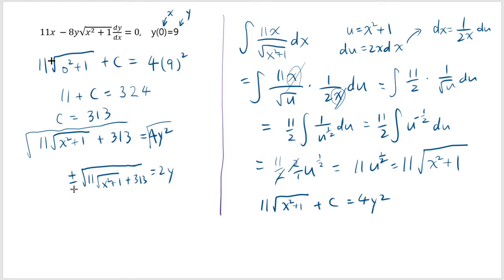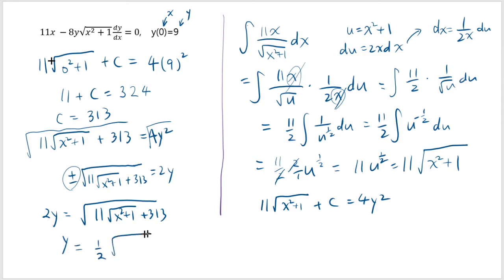However, although it's usually plus or minus when you solve for y, if you choose the minus, it's not going to satisfy this initial condition because y has to be positive, right? If y is 9, that must be positive, and it can't be if you have a minus here. So although this should be there if you were solving an equation, in this case, you have to throw out the minus case because it doesn't match the initial condition. So you end up with 2y equals square root of 11 square root of x squared plus 1 plus 313, and then you divide by 2, and the answer is this complicated thing.